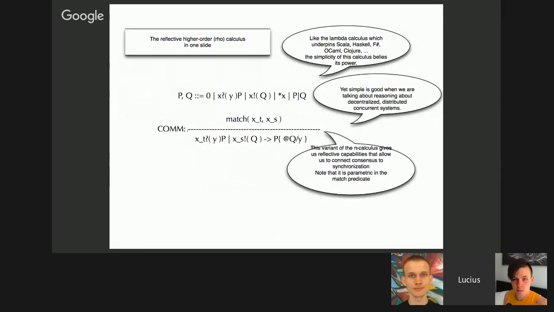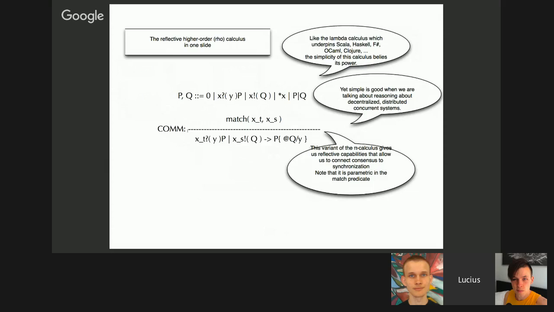I can present this in exactly one slide. The important thing is that the simplicity of the calculus belies its power, just like lambda calculus. And simplicity is good because when we're talking about systems like this, they are really, really complicated.